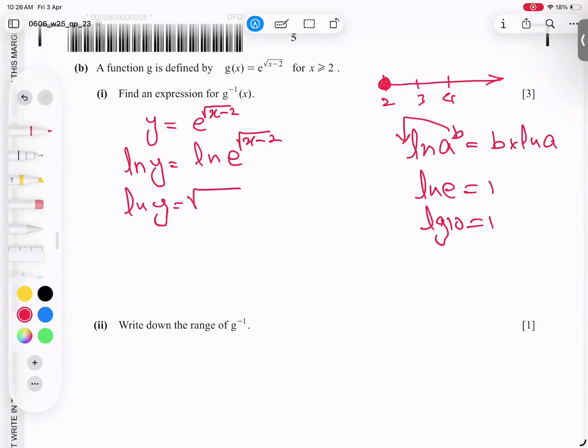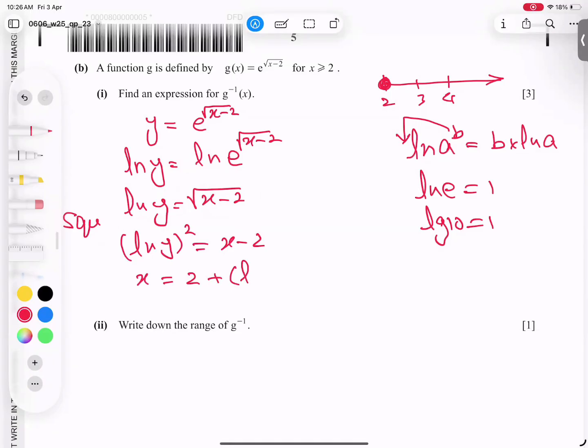Now the power will come down. I can write ln y = ln √(x − 2), and ln e is basically 1. I'm not writing it, to save your time. Afterwards, how do we get rid of the root? Squaring both sides. When we square both sides, students, I get (ln y)² = x − 2. The −2 will go across and become +2, and I switch the sides: x = 2 + (ln y)².